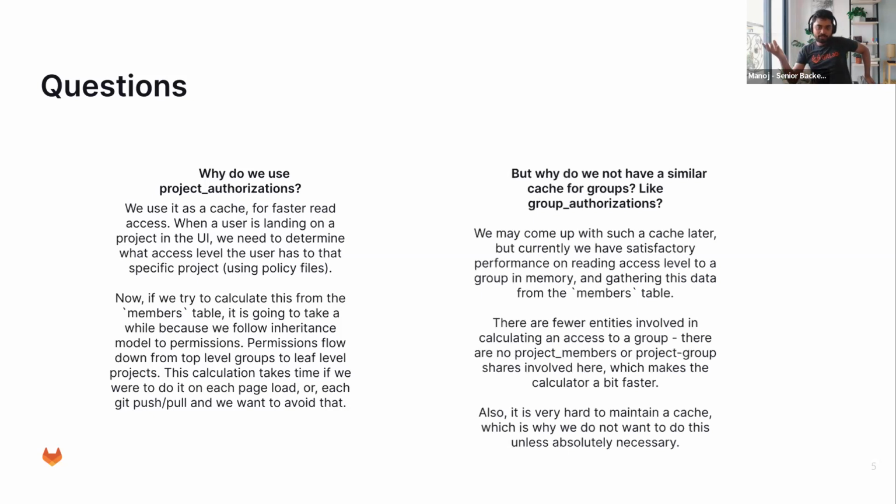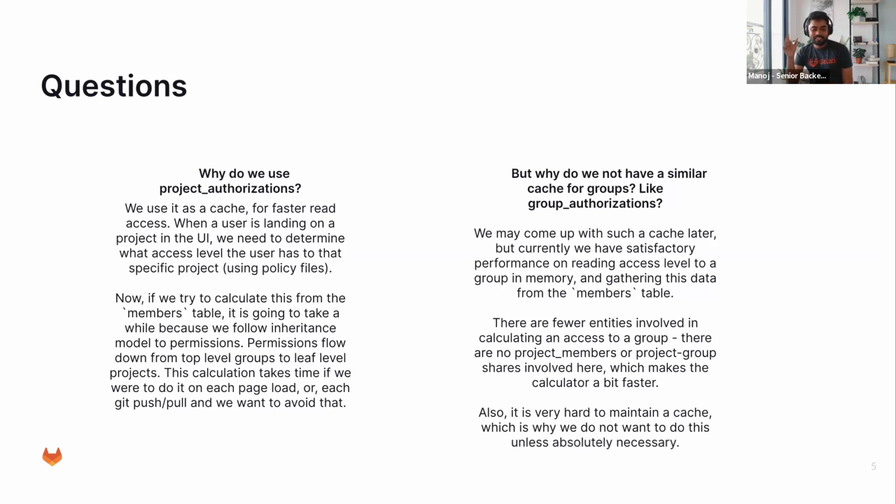And the corresponding question is, why don't we have group authorizations? Users also have access to groups, and we don't have a table called group authorizations. If computation is hard or expensive, why don't we have a group authorizations table? The reason is we have satisfactory performance on the group side of things, but we did not have satisfactory performance on the project side of things. Because when you do a git push to a private repo, you want it to be as instantaneous as possible.